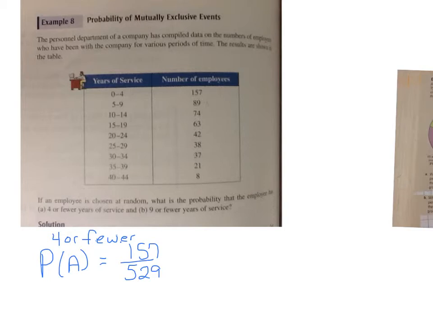What do you think we're going to have to do here? You'd add all of them together and then subtract 157. Do they have anything in common? No. How many have 5 to 9 years? 89. Let's say we want the probability of 5 to 9. What's that going to be? The probability is 89 over 529.